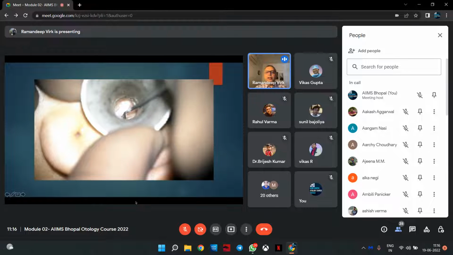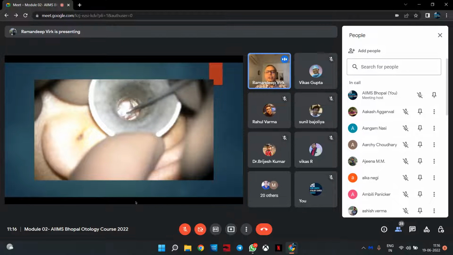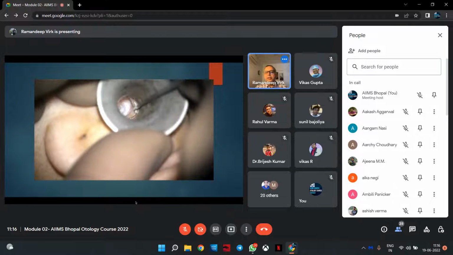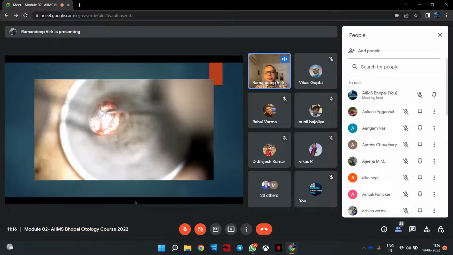So the procedure started again with a radial incision like I had described, then join it with a circular knife. Raise the tympanomeatal flap.